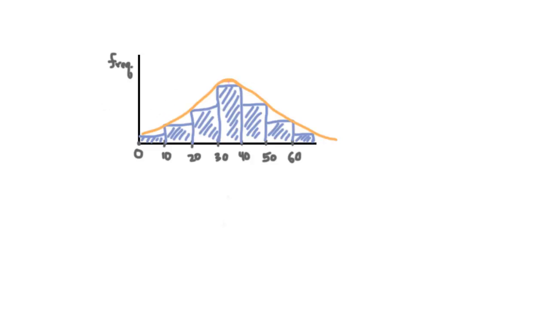For a symmetrical distribution, the mean is right in the middle. So if I were to draw a line straight down, that's where the mean is. Also, the median is equal to the mean for a symmetrical distribution.